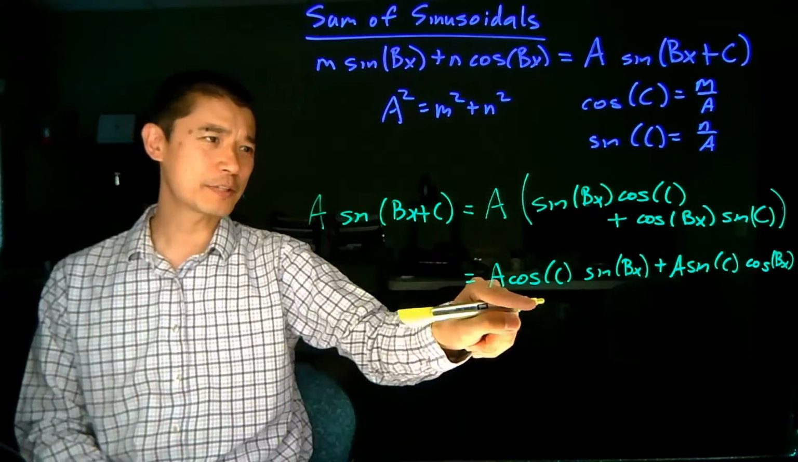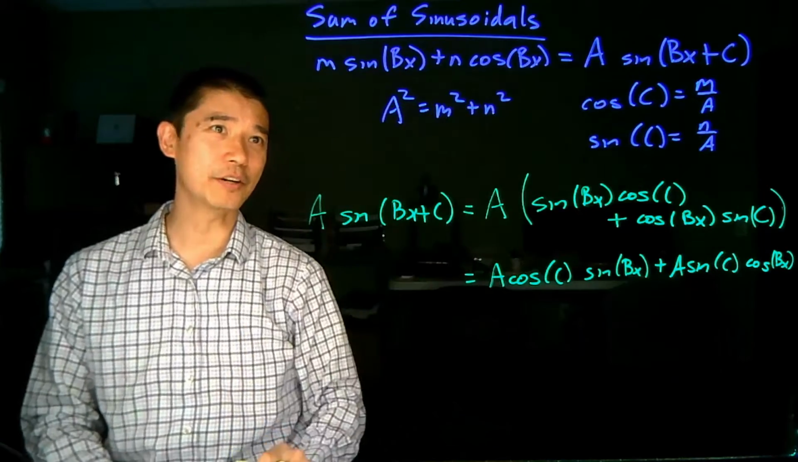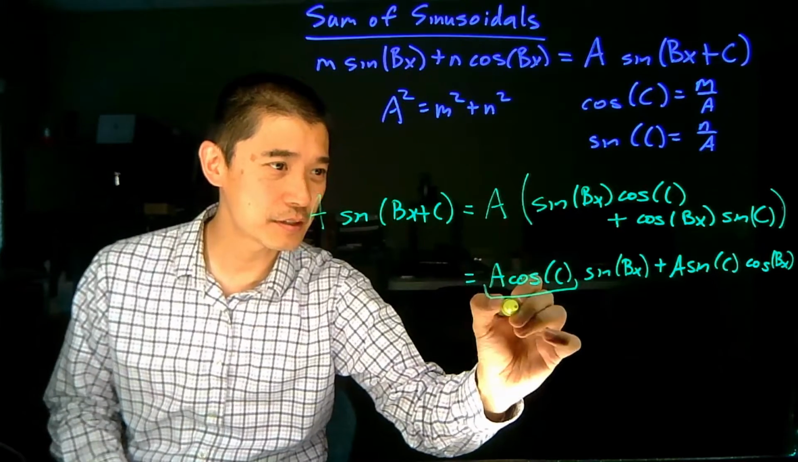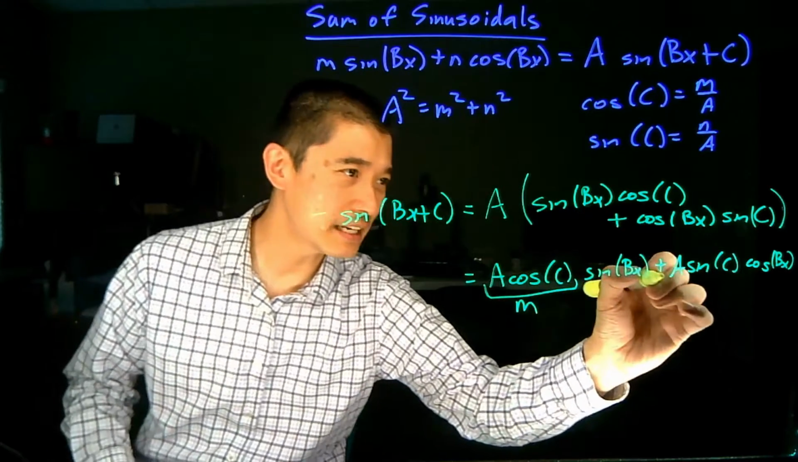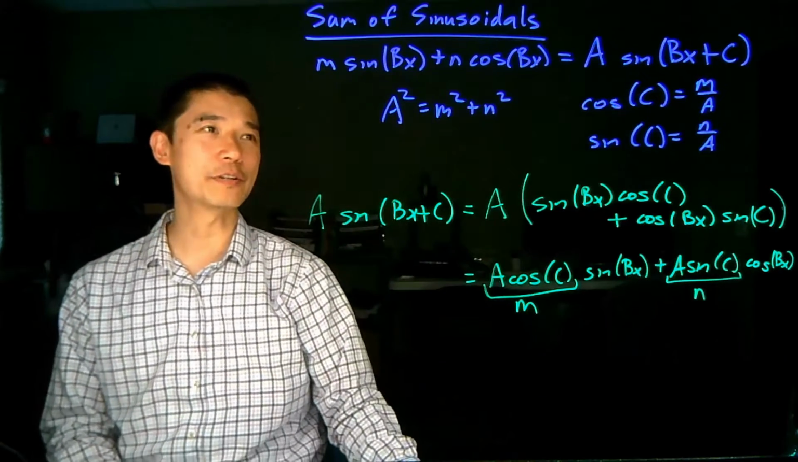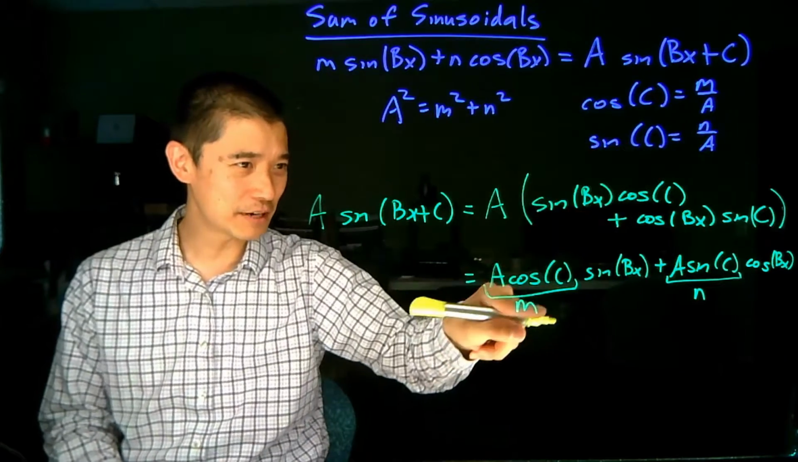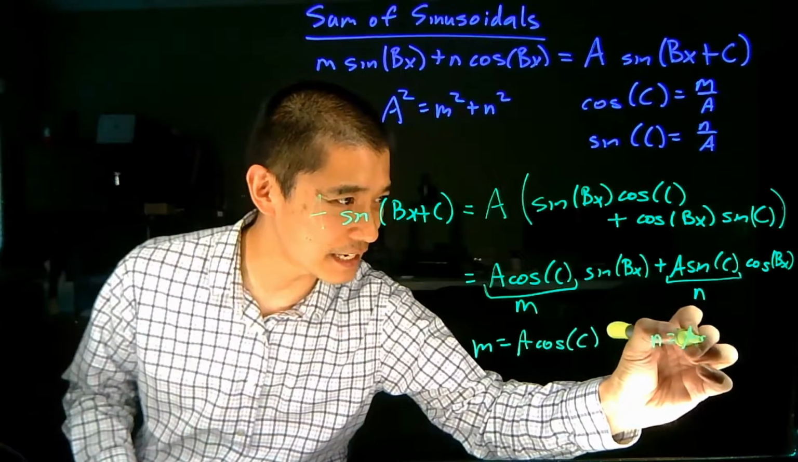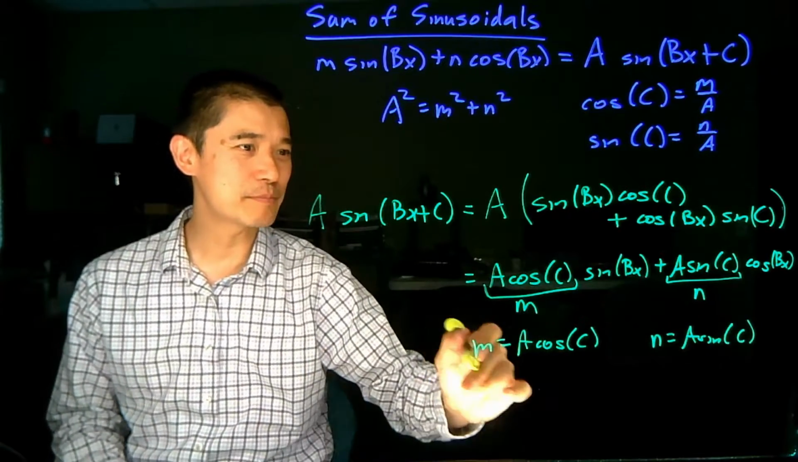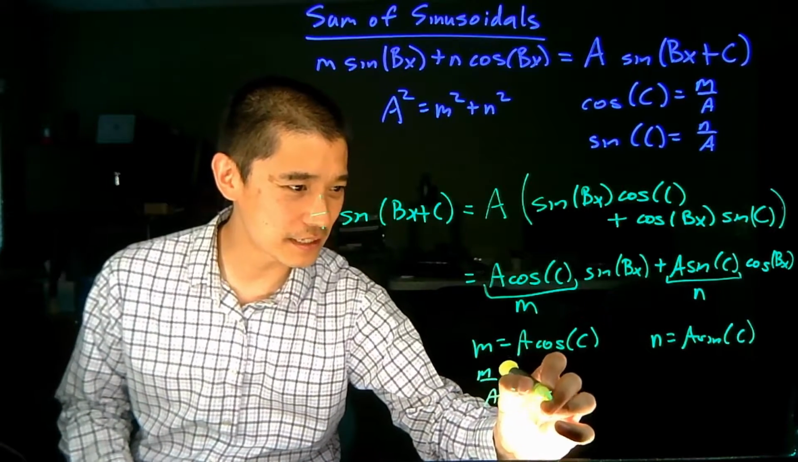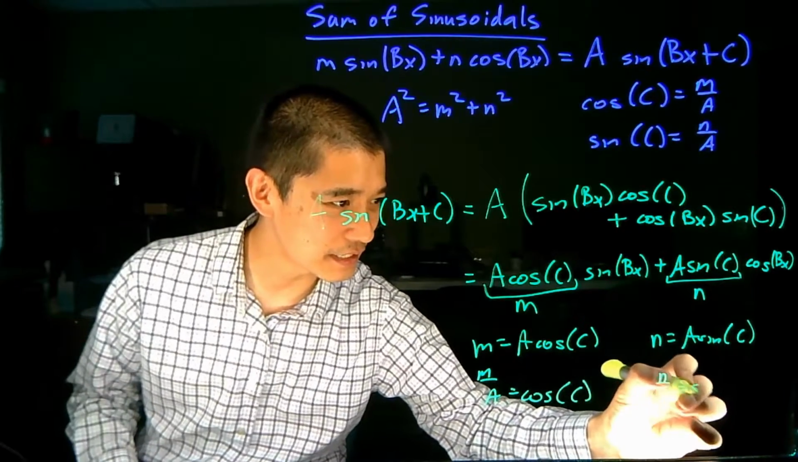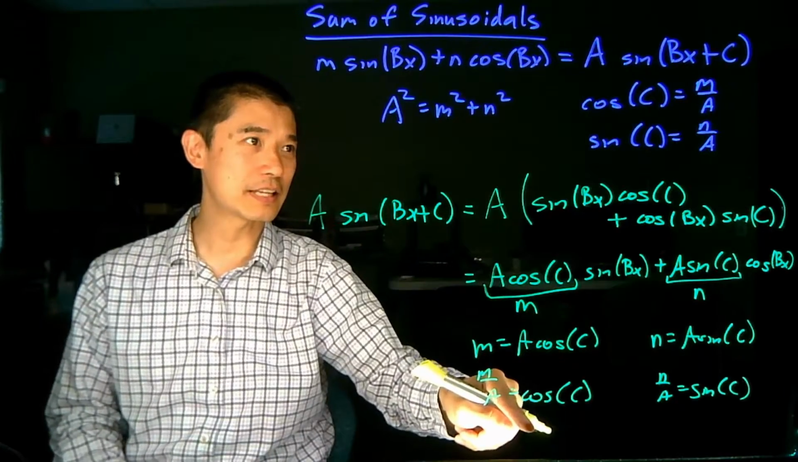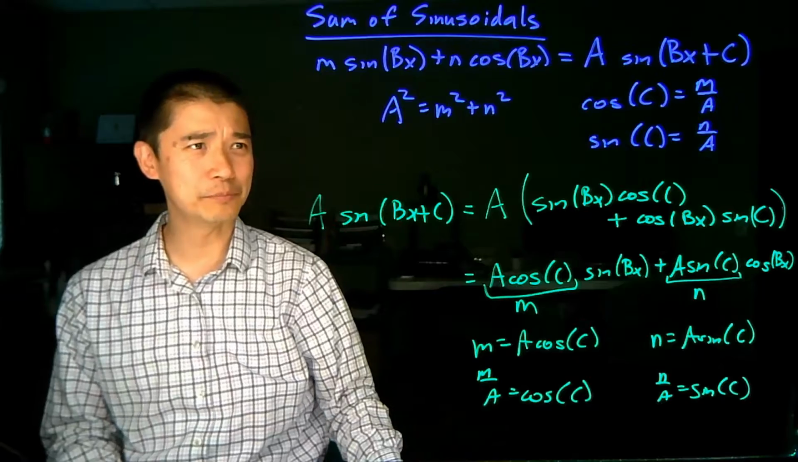Now the reason I've done this is because if we compare this equation to this equation right here, we'll notice a pattern. M is going to be this part, the coefficient of the sine bx, and n is going to be that part, the coefficient of the cosine bx. And you can see right here, if m is equal to a cosine c, and n is a sine c, then by dividing both sides by a, m over a is cosine c, and n over a is sine c. That's a derivation of these two values. M over a is cosine c, that's this one; n over a is sine of c, that's that one.